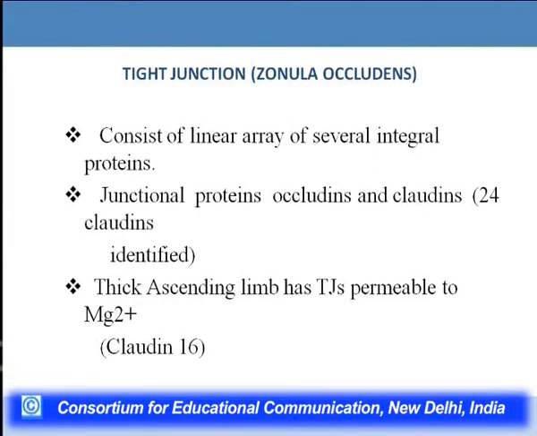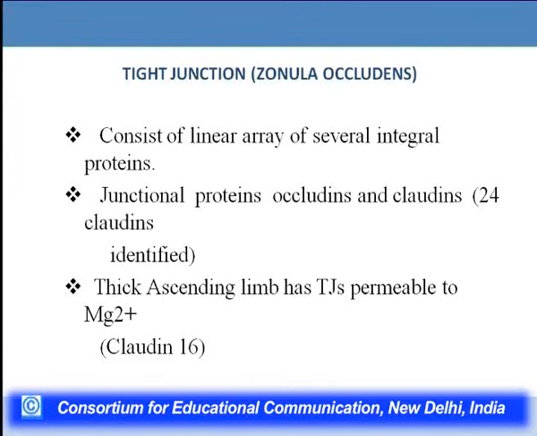Initially it was thought that they are made up of a protein known as occludin, but later on it came to be known that another type of protein known as claudins are also present here. About 24 types of claudin have been identified, and though earlier it was thought that there is no passage of anything from one side to another side of the tight junction, recently it has been known that certain types of junctions allow specific ions to pass through.